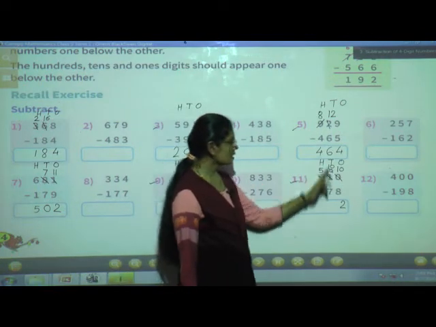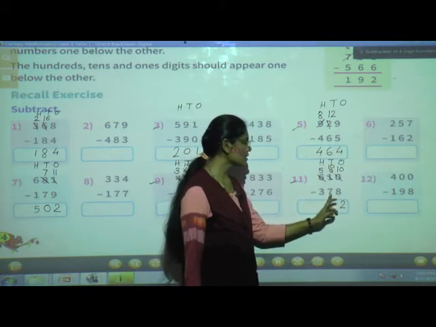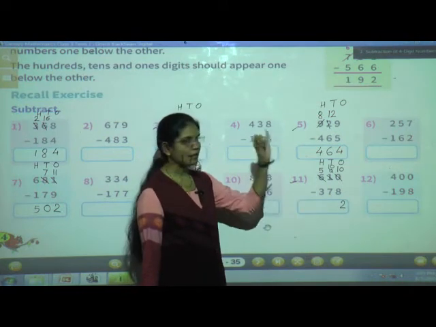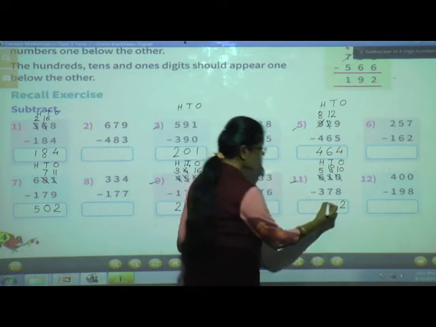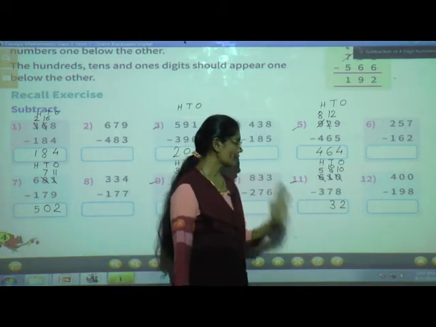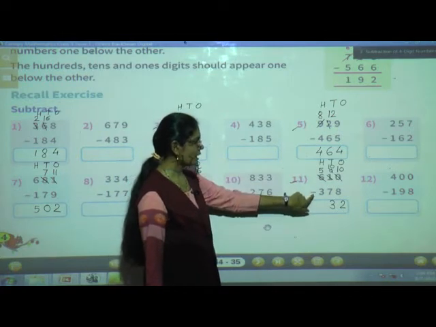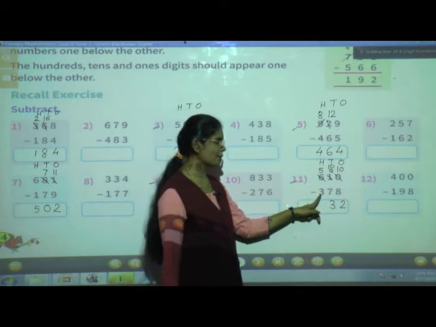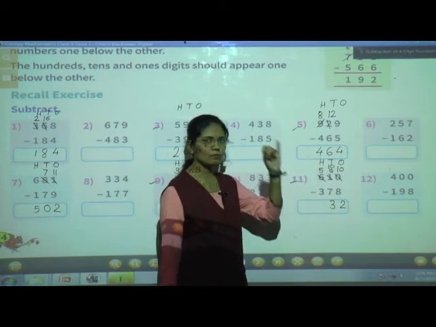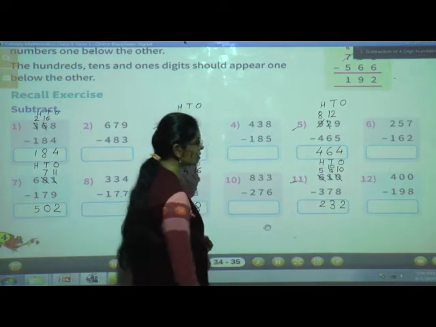Okay. Now see the tens place. Here 10 is there and here 7 is there. So 10 minus 7. After 7 count your fingers till 10, 8, 9, 10. So 10 minus 7, 3. Okay. Now see the hundreds place. Here at hundreds place 5 is there and here 3 is there. 5 minus 3 you have to do. So after 3 count your fingers till 5. After 3, 4, 5. How many? 2. So 5 minus 3, 2.